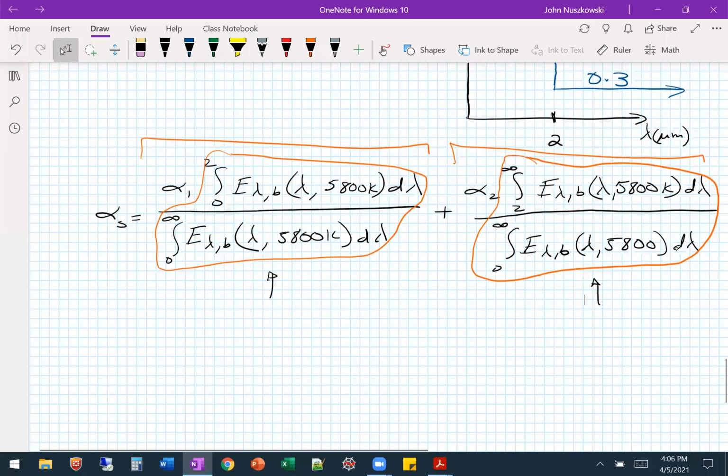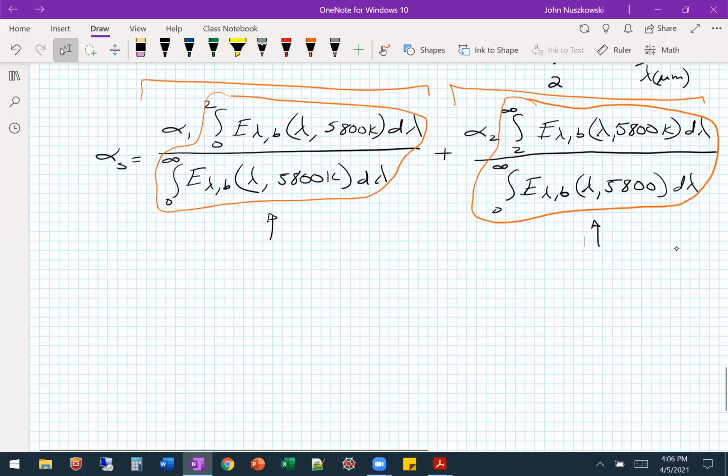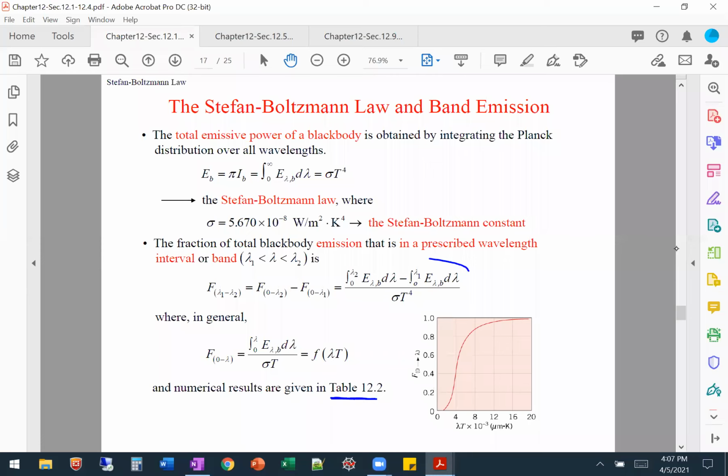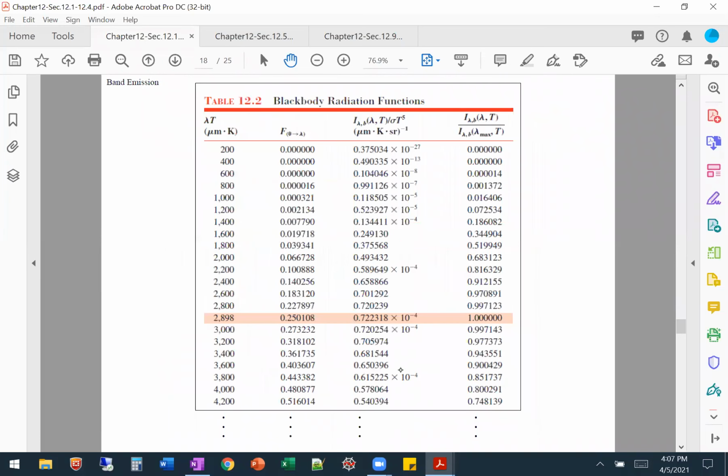It's in the table, right here. That's the black body emissive power at the temperature we have, and this is our fraction. That's what we have in our integral. And all we need to use is table 12.2 and get wavelength times temperature to get the fraction of the emissive power that we have in this equation.